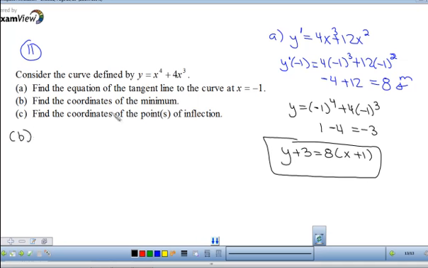Okay, please find the coordinates of the minimum. I know it says the coordinates, so that's the x and y. So we're going to have to find the second derivative, which is right here, and set it equal to 0.